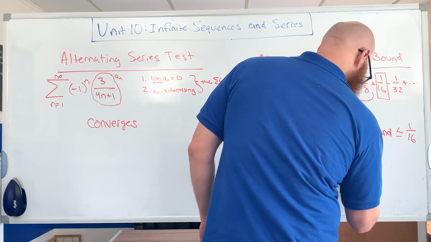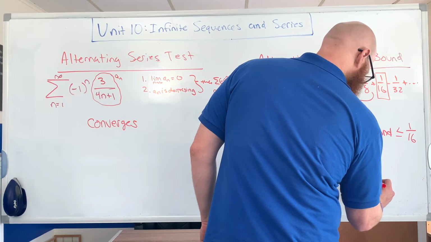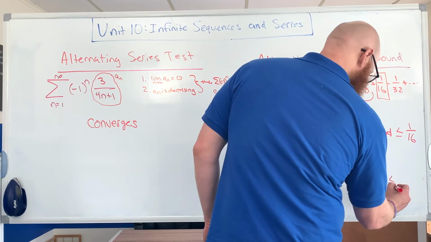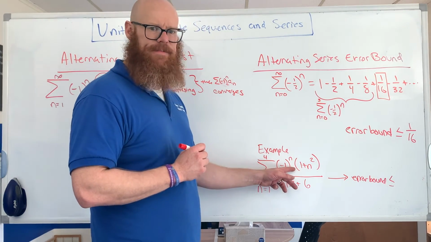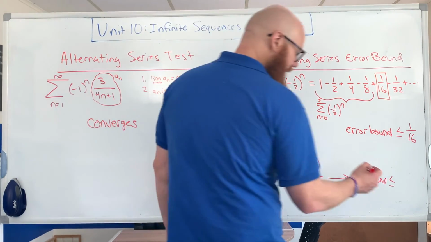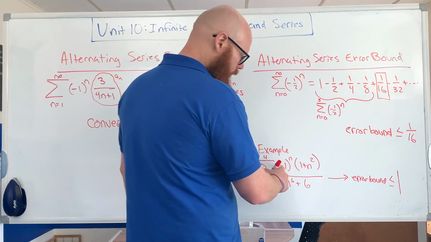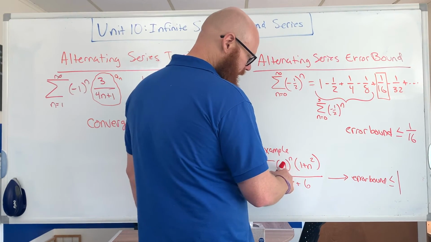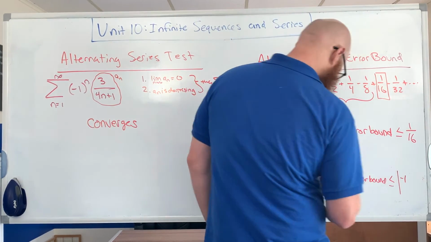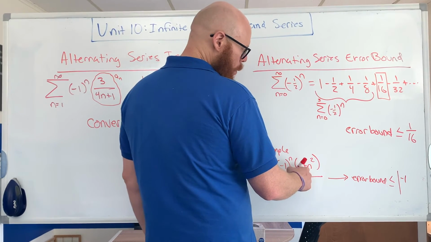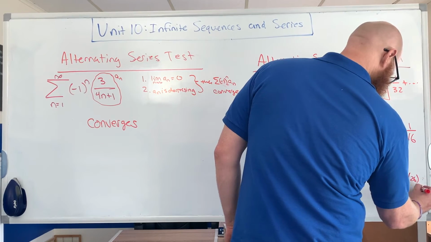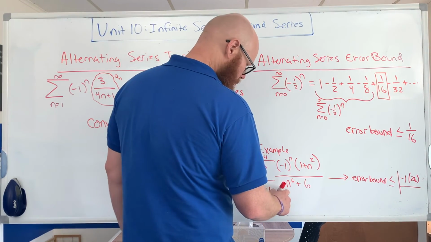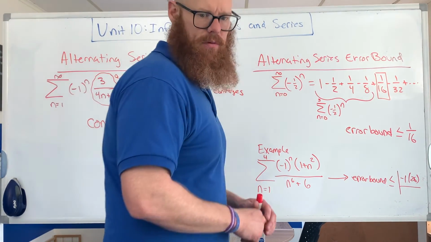And we can just say that the error bound is less than or equal to, well, the first unused term would be substituting in 5, but it's really going to be the absolute value. So if I plug in 5, I'm going to get -1 to the 5th, right? And then I get 1 plus 25 times 26 over 5 to the 6th plus 6.